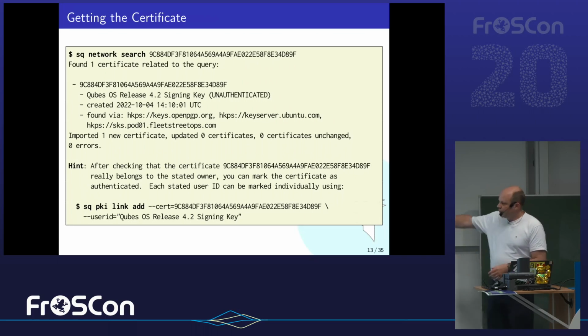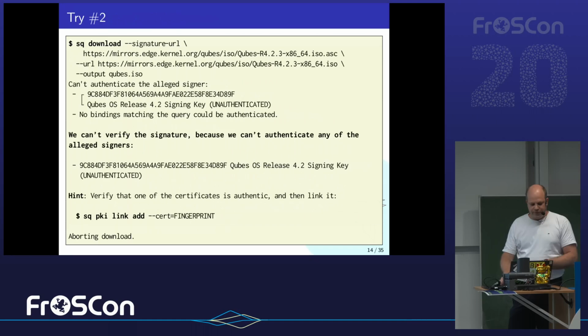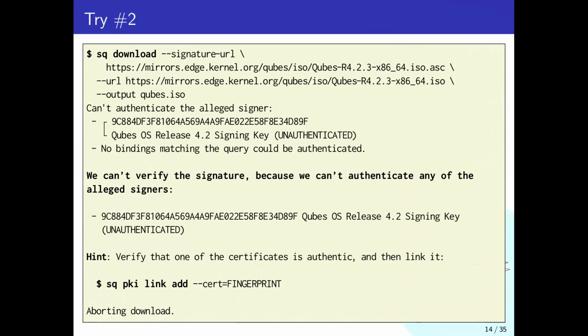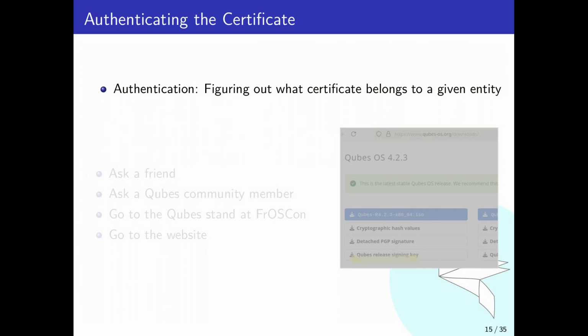All right, so for now we're going to ignore the next part, and we're just going to naively try again, because now we have the certificate, we solved the problem. So we're going to run the exact same command. And again, immediately, before it downloads the ISO image, it downloads the signature, and it says we can't verify the signature because we can't authenticate any of the alleged signers. Here we see Cube's OS release 4.2 signing key. It's unauthenticated. Damn. What does that even mean, unauthenticated?